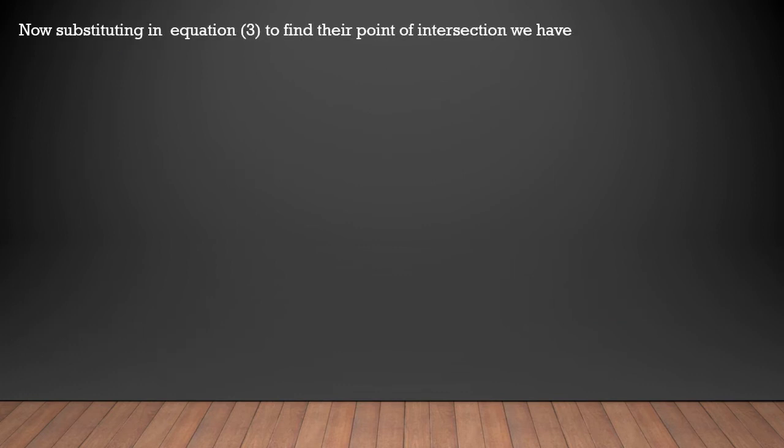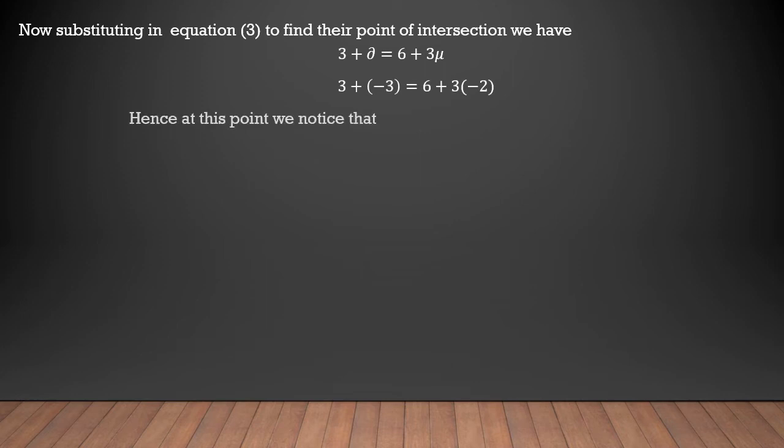So now substitute it in equation 3. It's going to tell me if the two lines are actually intersecting. So I'll have equation 3 as 3 plus lambda equals 6 plus 3 mu, and now I substitute the value of lambda and mu, which gives me what? You notice that I have 0 equals 0, meaning they are equal. Hence R1 is equal to R2, meaning that these two lines intersect.